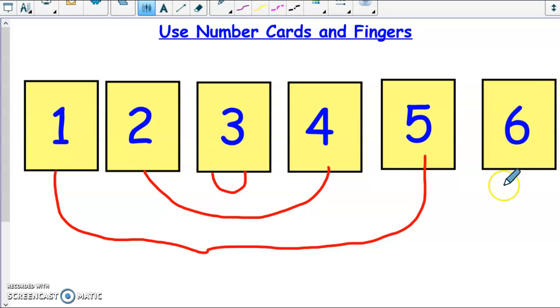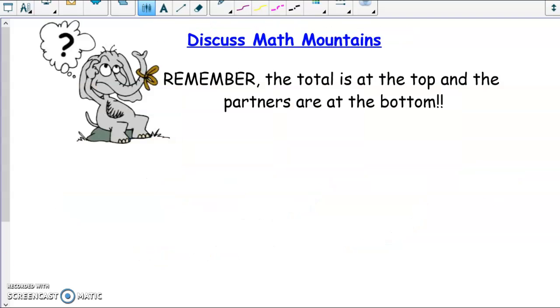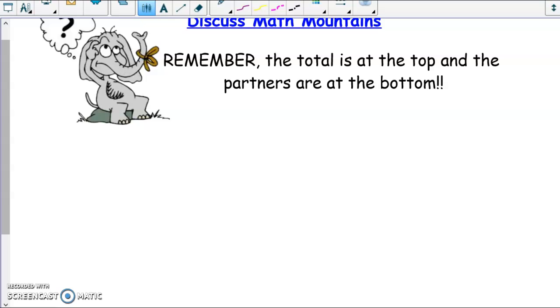Now 6 can also partner with 0, but we know that 0 is a partner for every number because it's adding nothing. It doesn't change the number. All right, let's review our math mountains. The total is at the top and the partners are at the bottom. So we're going to go on to our workbook and look at that a little bit more.